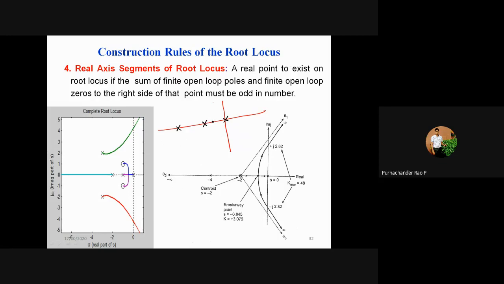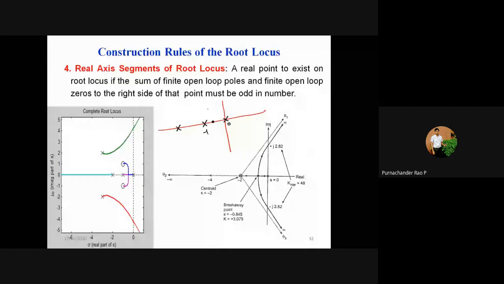First, take any test point between 0 and -1. Is this point on the root locus or not? This can be tested by taking this point and measuring to the right side. Add the number of poles and zeros to the right side of this particular test point. If the sum of the poles and zeros is an odd number, then this is a part of the root locus. So from 0 to -1, this is a part of the root locus.